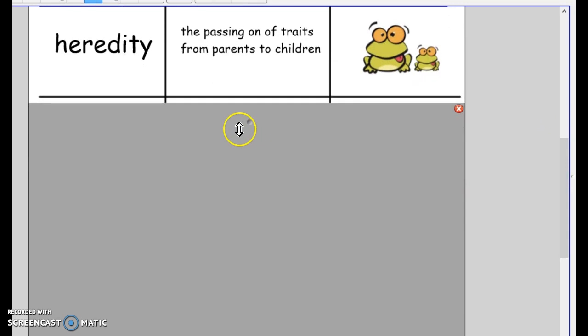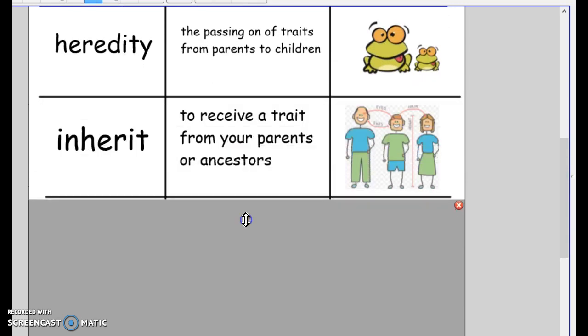To go along with heredity, we have the word inherit. Inherit is to receive a trait from your parents or your ancestors. So maybe how tall you are can be based on how tall your parents are.